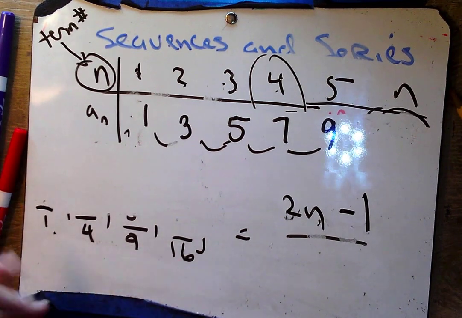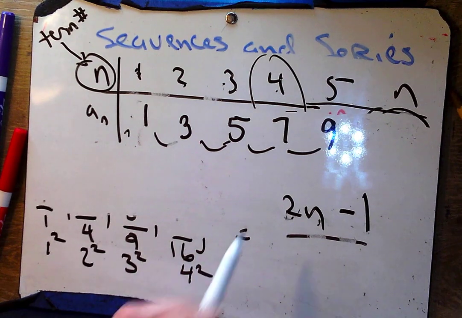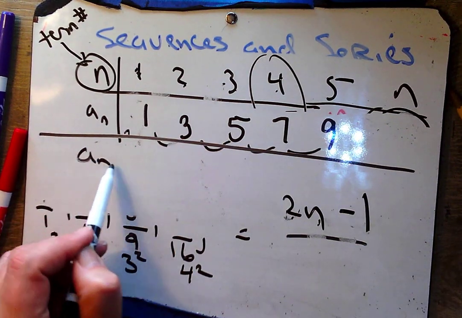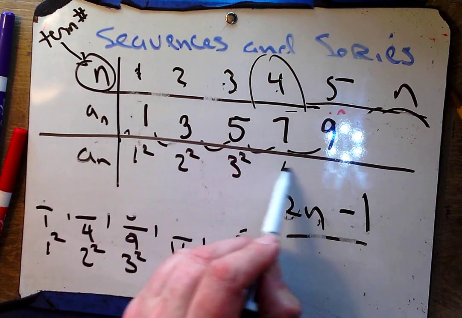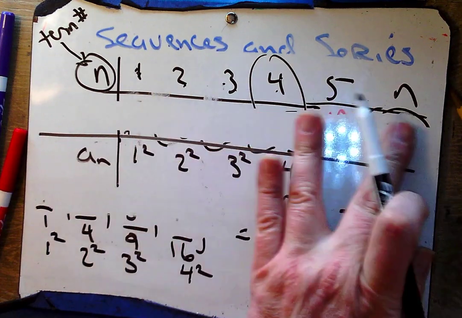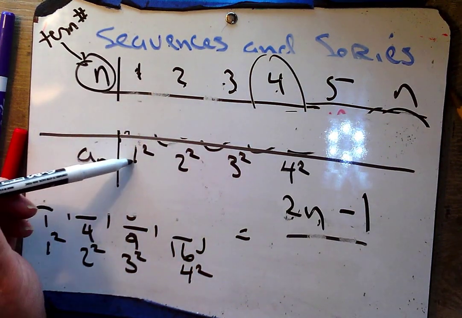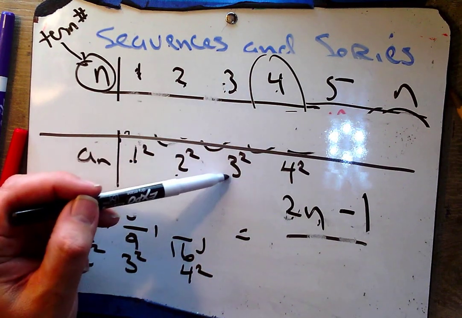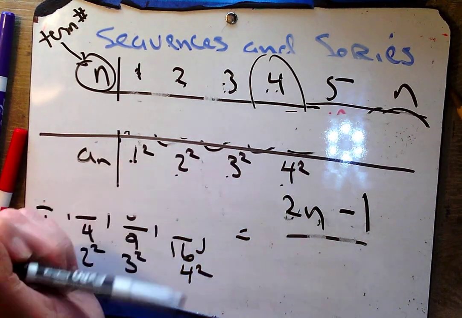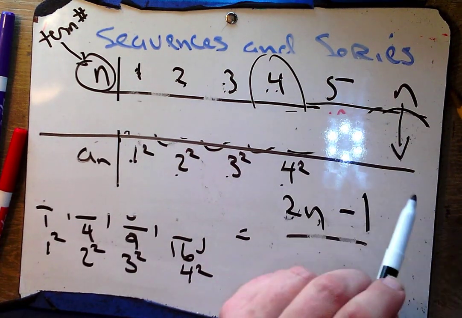Well, this is 1 squared, 2 squared, 3 squared, 4 squared. And now we've already got a rule for that top, so I'm just really looking for a way to connect the term number with the value of that term number. Okay, so second term has a value of 4. Third term has a value of 9. Fourth term has a value of 16. And so when we come out here to the nth term, what am I going to write?